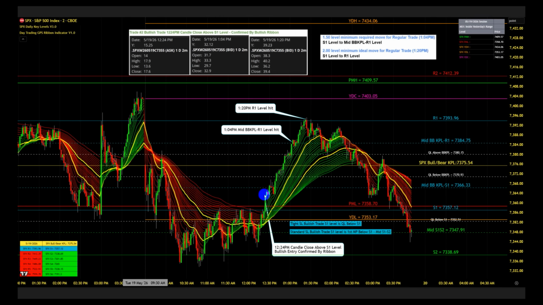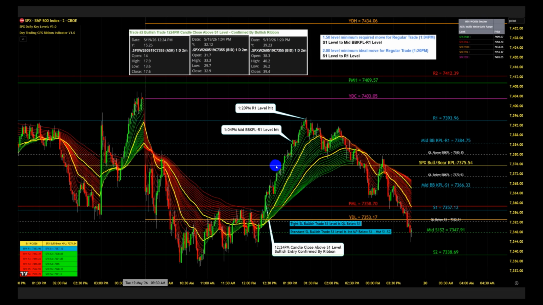Okay, so in this particular case, here are the stop losses. We have confirmation from the ribbon because the ribbon is all green on the close above this key level. And the top part of the all green ribbon is pulling away from the base. So that is the ideal bullish confirmation for this close above this S1 level.